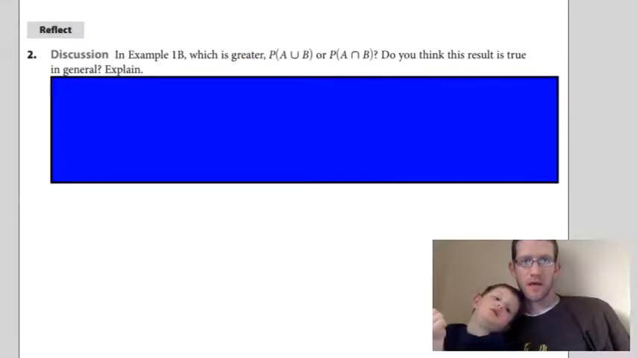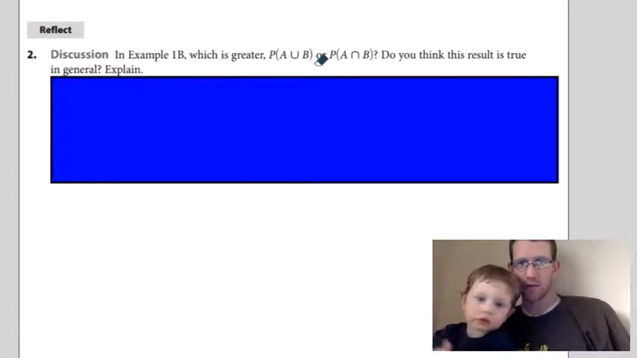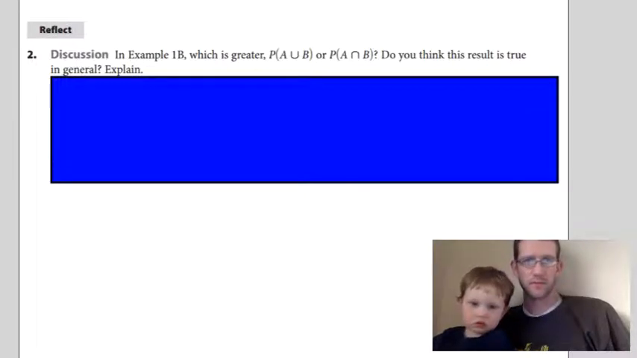Okay. In example 1b, what is greater? The probability of A union B or the probability of A intersection B? The intersection of A and B or the union of A and B. Do you think the result is true in general? Explain.